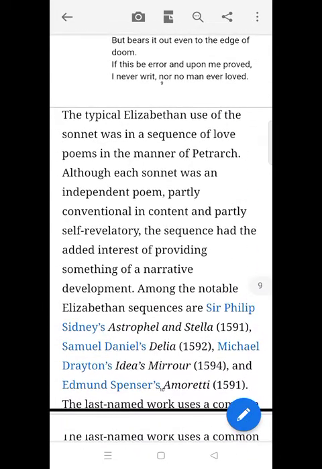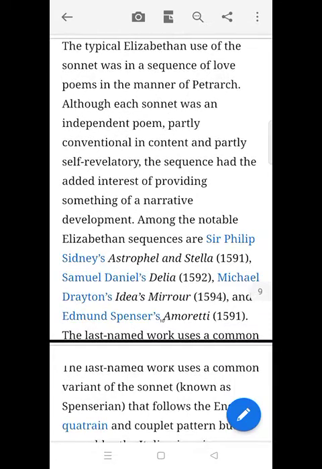The typical Elizabethan use of the sonnet was in a sequence of love poems in the manner of Petrarch. Although each sonnet was an independent poem, partly conventional in content and partly self-revelatory, the sequence had the added interest of providing something of a narrative development. Among the notable Elizabethan sequences are Sir Philip Sidney's famous sonnet sequence Astrophel and Stella, which was written in 1591, and Samuel Daniel's Delia, which was written in 1592.